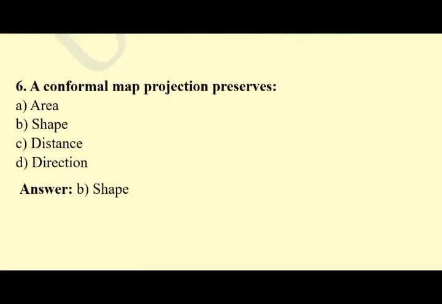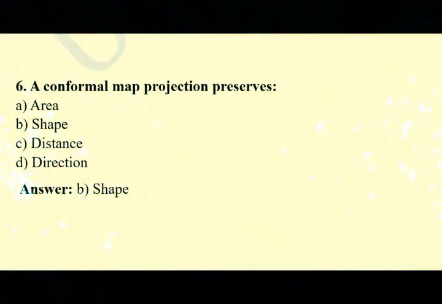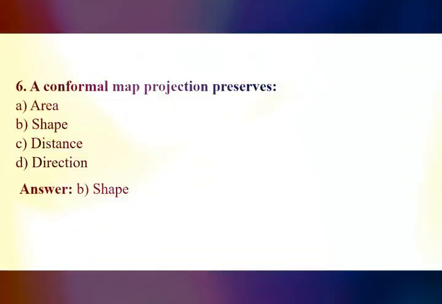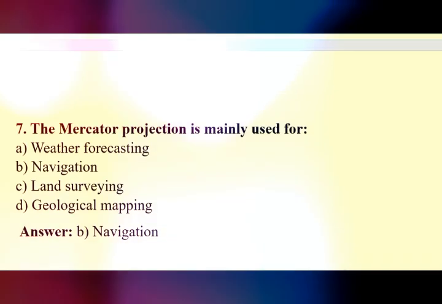Now the category Map Projections. Question number 6. A conformal map projection preserves area, shape, distance, or direction. Here the right answer will be shape. Conformal map projections preserve shape.